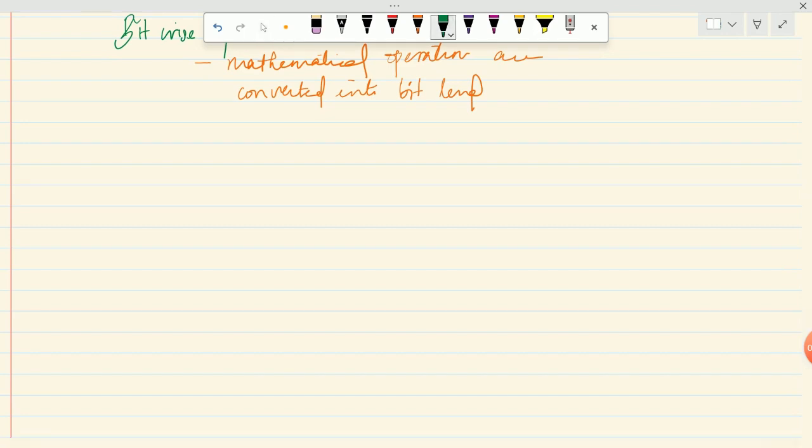So what are all the operators? This is called bitwise AND, this is called bitwise OR, this is called bitwise exclusive OR, this is called bitwise complement. And this is shift left, shift right.